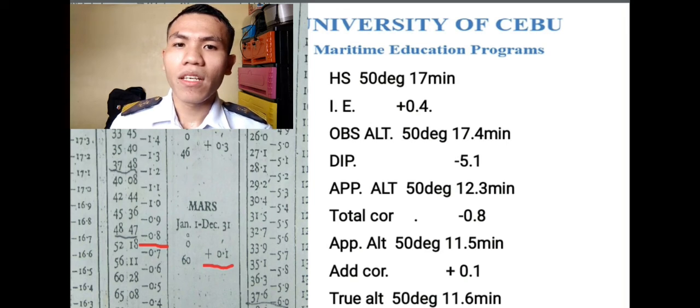The given problem has the sighting of the sextant on December 20, 2004. So we have an additional correction of plus 0.1, as you can see in the nautical almanac table. Since this is plus, we get our true altitude of 50 degrees 11.6 minutes. This is our true altitude of planet Mars.